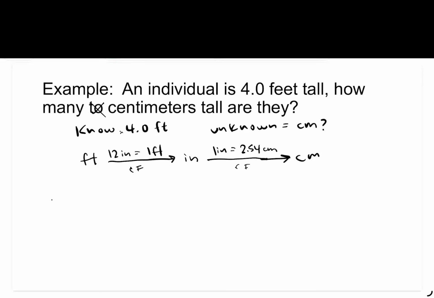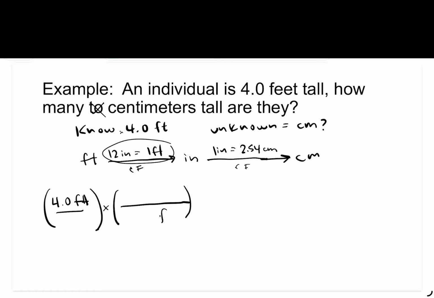I'm going to start with what I know, 4.0 feet. And some people write this over 1, but you don't have to, and I'm not going to. I'm going to multiply using this equivalent statement up here with feet on the bottom and inches on the top. The number in front of the foot is a 1, so I'll put 1 foot on the bottom. The number in front of inches is 12 inches, so there are 12 inches in 1 foot. And then that will cancel out the feet.